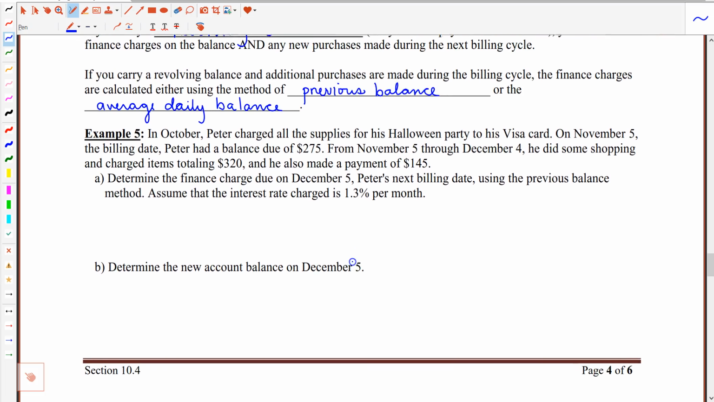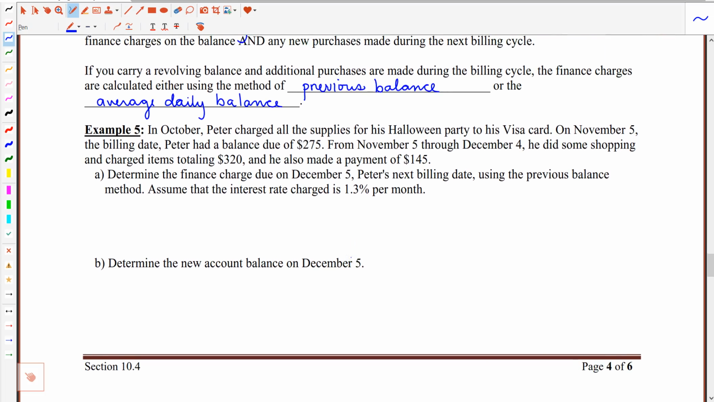So here's going to be our next example. In October, Peter charged all the supplies for his Halloween party to his Visa card. Now on November 5th, the billing date, Peter had a balance due of $275. Now from November 5th through December 4th, his next billing cycle, he did some shopping and charged items totaling $320, and he also made a payment of $145. So notice he did not pay off his previous balance, and in the next billing cycle he made some purchases.